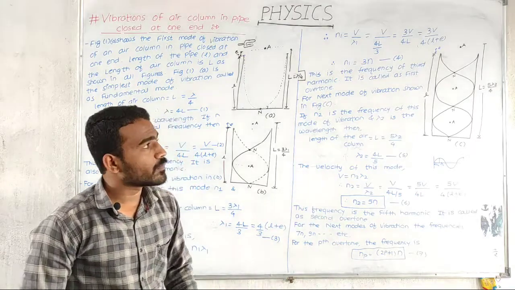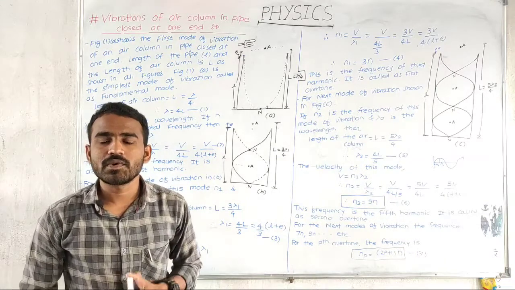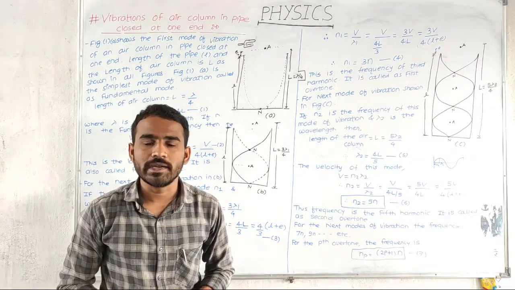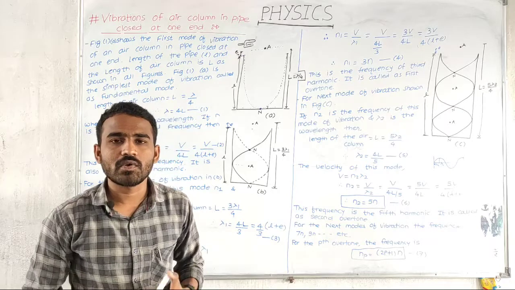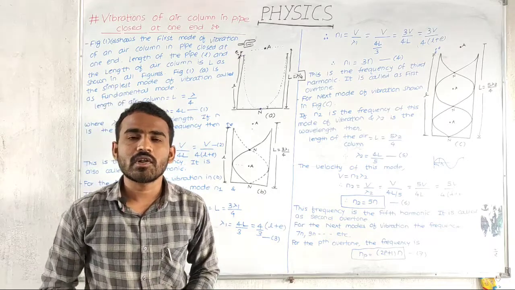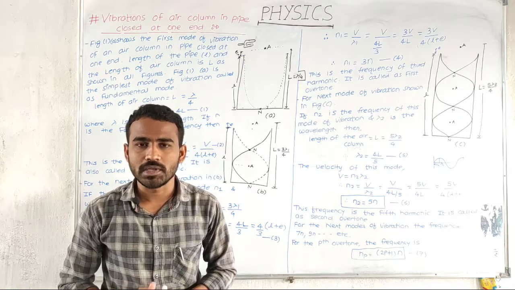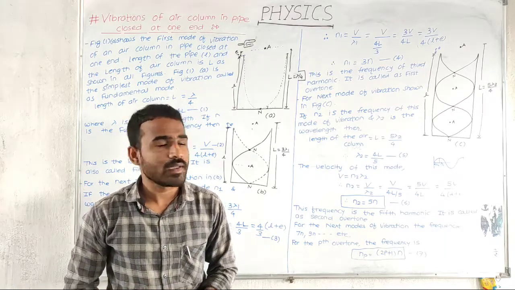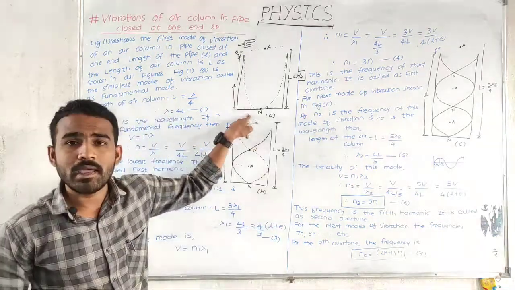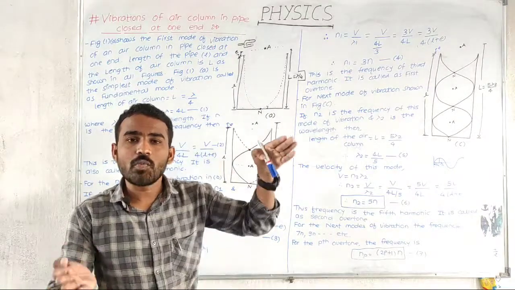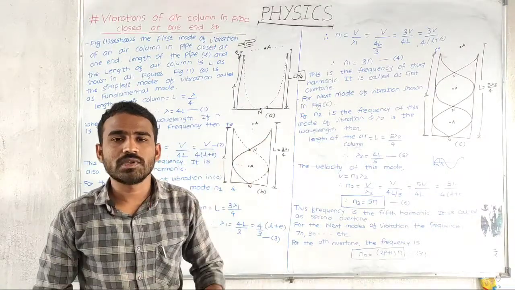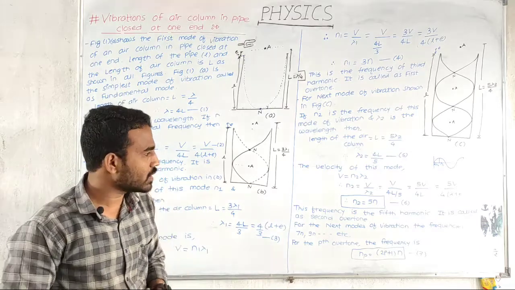This is all about the vibrations produced in a pipe which is closed at one end. In the next lecture, we are going to study vibrations of an air column in a pipe which is open at both ends, as there are two types of pipe: one closed at one end, and the second open at both ends.